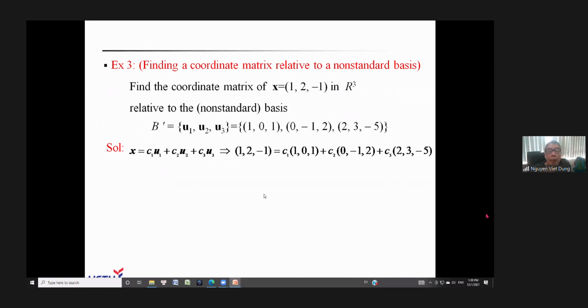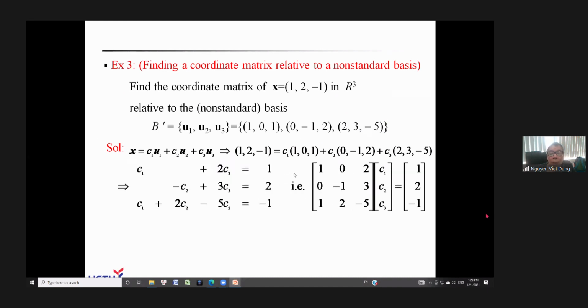How can we do it? Once again, we have to solve a system of linear equations. To find the coordinate means we need to find the numbers C1, C2, C3 so that we have the equality X equals C1 times U1 plus C2 times U2 plus C3 times U3. We substitute X and U1, U2, U3 into here, and we get that one.